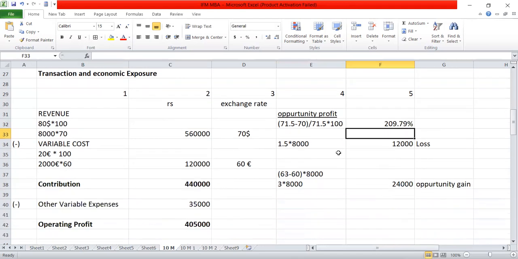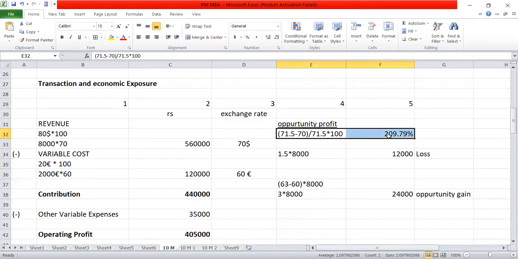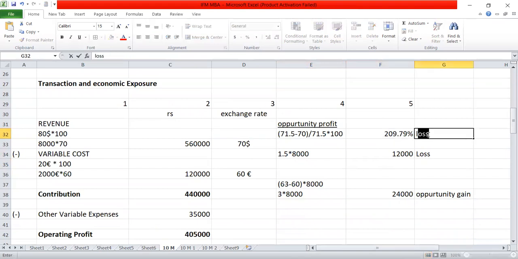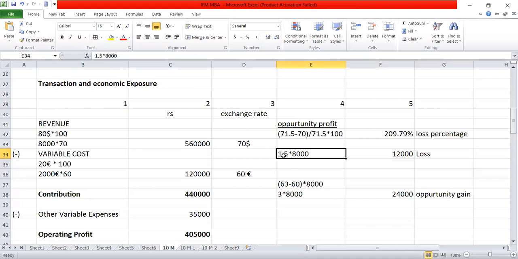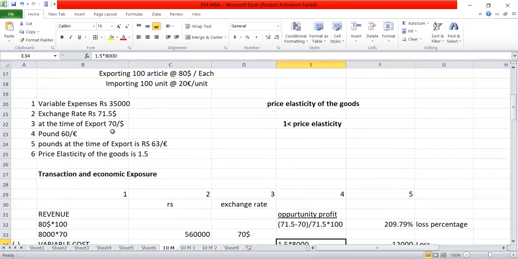Now this is the negative. This is what we have lost. This is called opportunity loss percentage. Now the next thing is very important. See the difference. 71.5 minus 70, that is 1.5. That is $1.5. So $1.5 is what got reduced, because at the time of exporting it was 70, but the contract exchange rate was 71.5. We have lost $1.5.